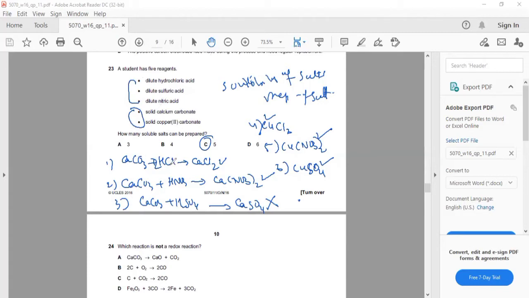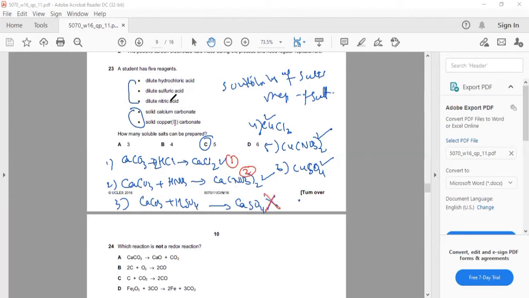Calcium carbonate plus HCl gives calcium chloride, salt number one, plus carbon dioxide and water. The same calcium carbonate reacts with nitric acid to form calcium nitrate, salt number two. Calcium carbonate reacts with sulfuric acid to form calcium sulfate, which is not soluble.